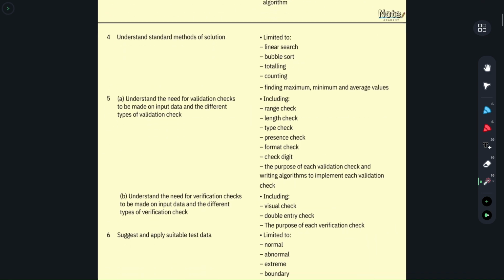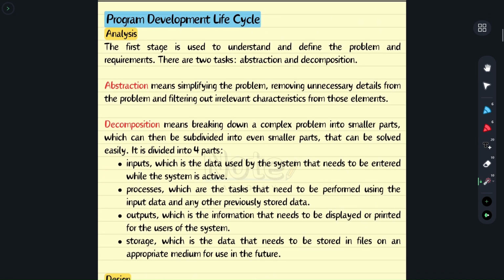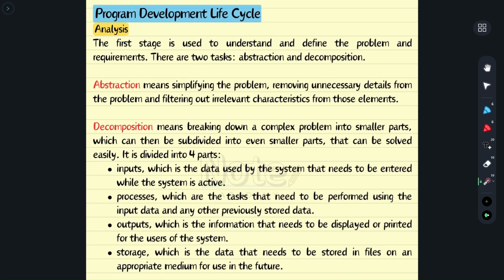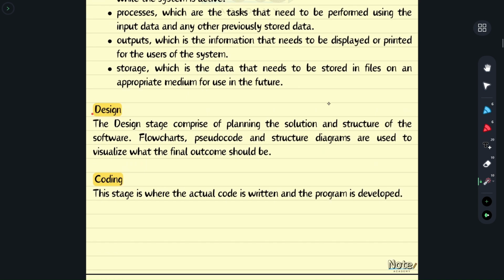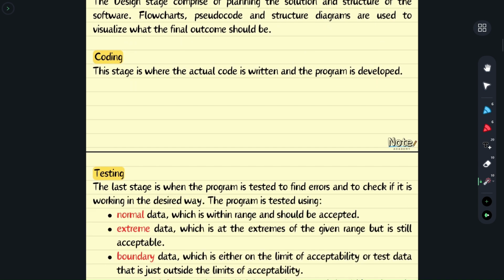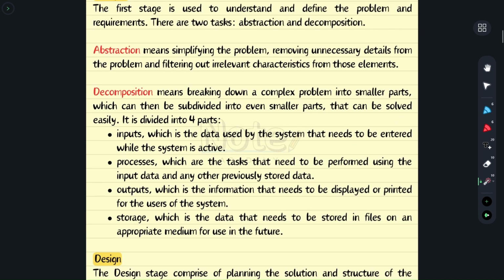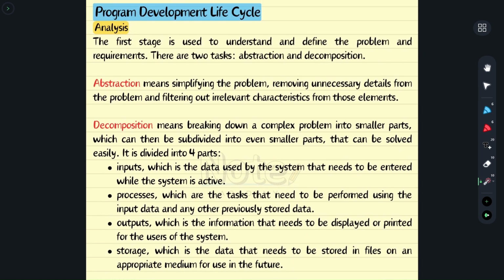Alright, so coming down to the first topic, which is the program development life cycle. There are basically 4 different stages: the analysis stage, the design stage, the coding stage, and the testing stage. The first stage consists of 2 major tasks, which are abstraction and decomposition. Abstraction is when you simplify the problem and remove all of the unnecessary things. Secondly, decomposition, as the name suggests, is when you are breaking down a complex problem into smaller parts.